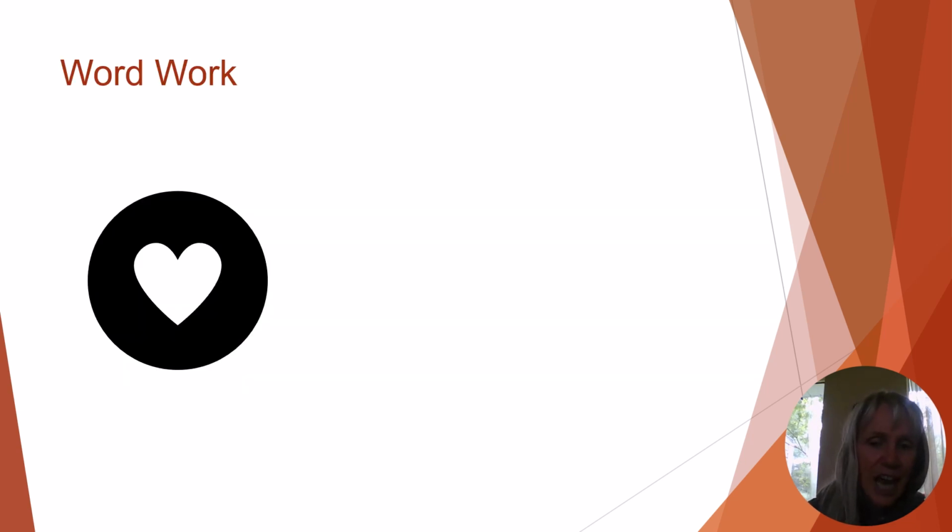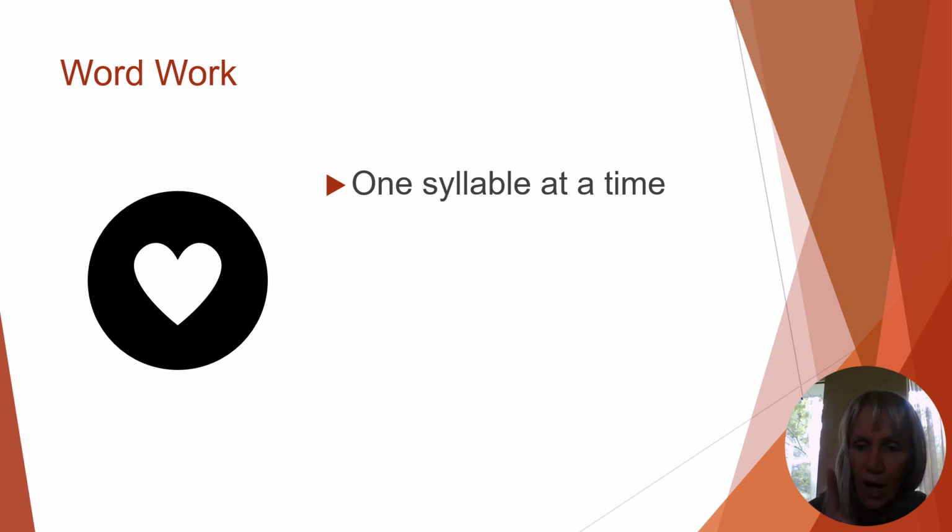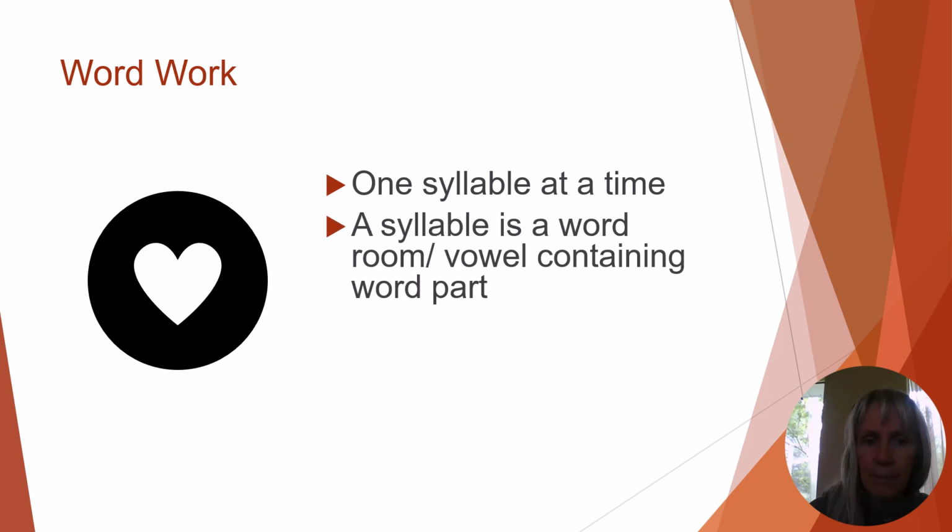So again, in our word work, we need to be able to break the word down and deal with one syllable at a time. A syllable, again, is a word room in our apartment analogy, or it's a vowel-containing word part. A vowel-containing word part is a syllable in a word. Some words, remember, only have one syllable, and they are much easier to work with. But once we learn how to break all words down into their syllables, we are still dealing only with one syllable at a time.